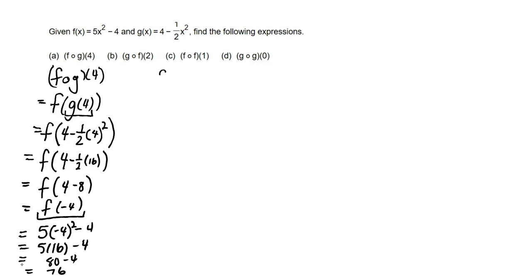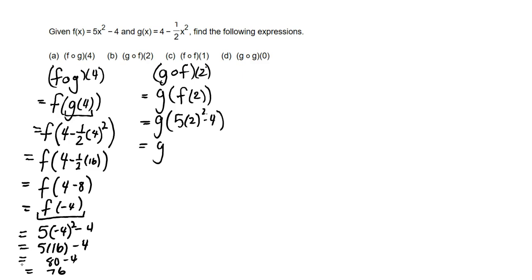Let's try the next one. G composed with f of 2. So first I'm going to rewrite. G is our outside function and f is our inside function. Composition is substituting one function inside of the other function. So let's find f of 2. So that's 5 times 2 squared minus 4. Following order of operations, I'll apply the exponent first. So 2 squared is 4. Then I'll do multiplication. 5 times 4 is 20. And 20 minus 4 is 16.